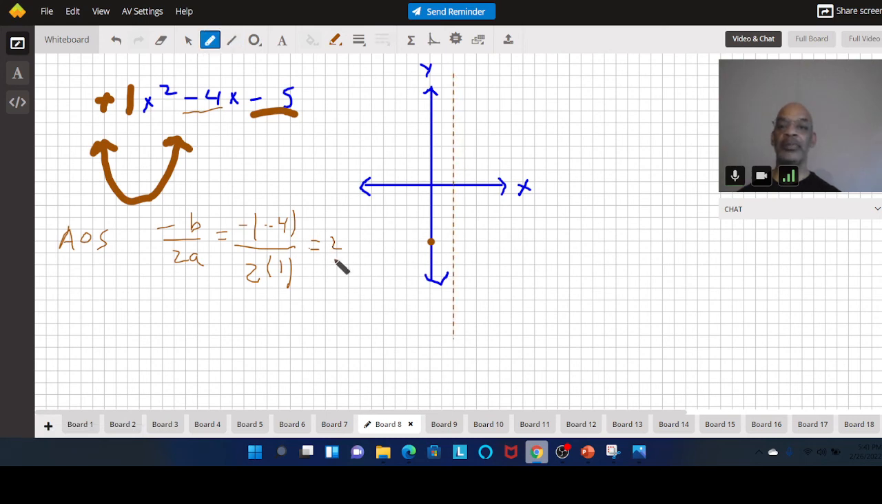Now we can substitute 2 into the function, evaluate the function at 2. We get 2 squared minus 4 times 2 minus 5. That equals 4 minus 8 minus 5. That equals -11. So the vertex is located at 2, negative 11. 5, 6, 7, 8, 9, 10, 11.